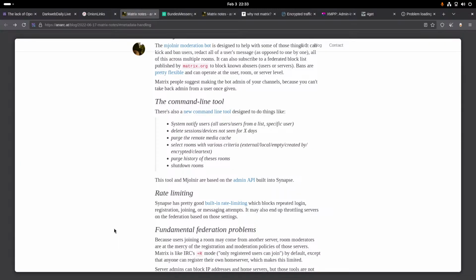The moderation bot is designed to help with some of those things. It can kick and ban users, and so on. It can also subscribe to a federated block list published by Matrix.org, which blocks known bad users or servers. Bans are pretty flexible and can operate at the user, room, or server level. Matrix people suggest making the bot admin of your channels because you can't take back admin from a user once given.